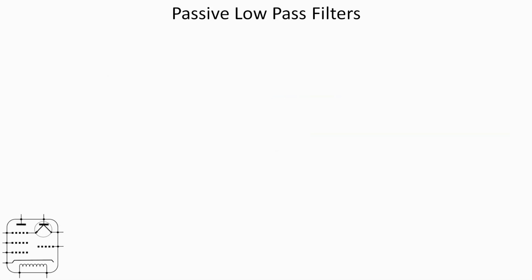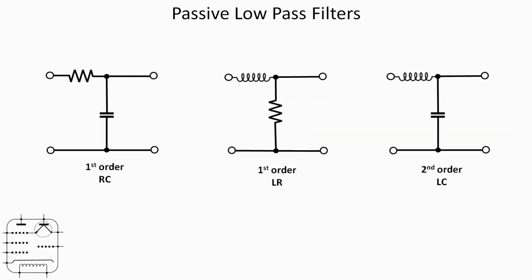We're going to look at passive low pass filters. We're going to look at three different sorts, two first order ones, one consisting of a resistor and a capacitor, another first order consisting of an inductor and resistor, and then a second order filter that consists of an inductor and a capacitor. So let's make a start by having a look at those three on the bench.